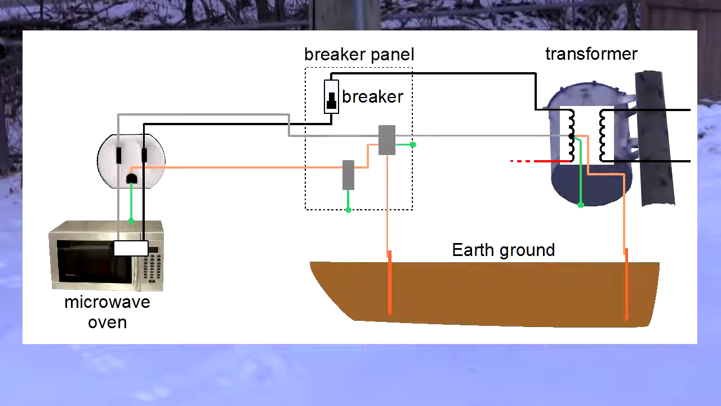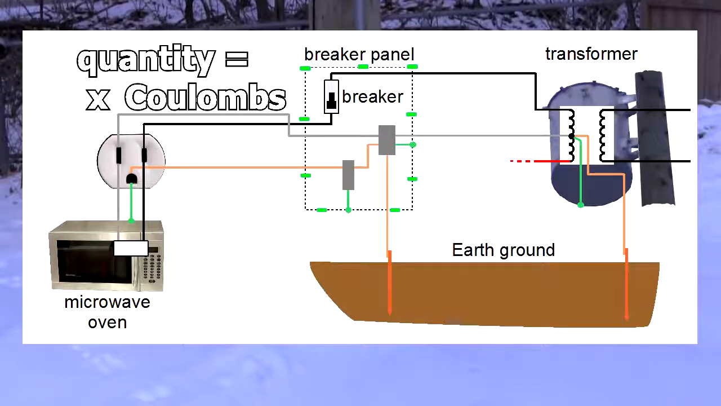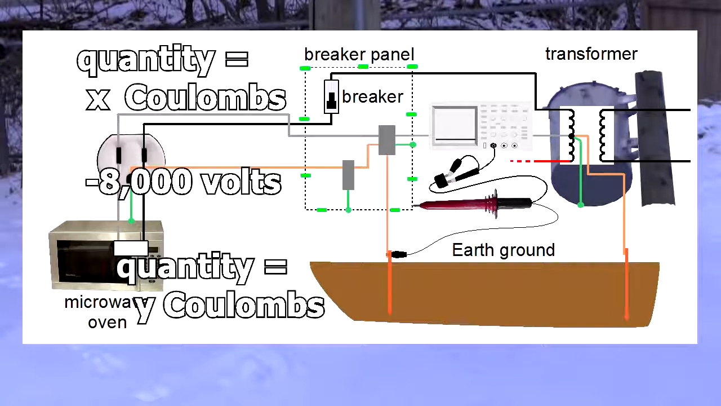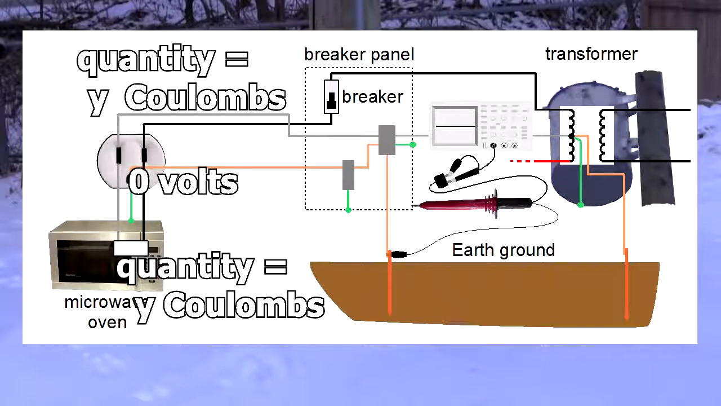And yet another way to look at it is that the negatively charged case has a certain quantity of charge, and the neutrally charged ground has a different quantity of charge. That means they have different electric potentials. A potential difference, or a voltage, exists between them. Since there's voltage between them, if you connect them with a wire, current will flow. Electrons will flow from the negatively charged case to the neutral ground.